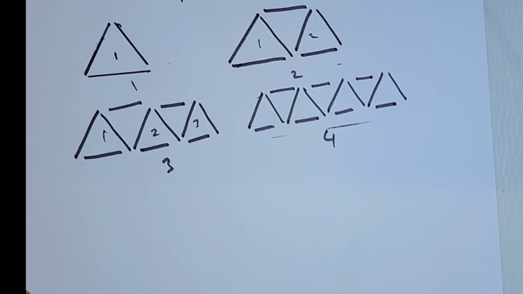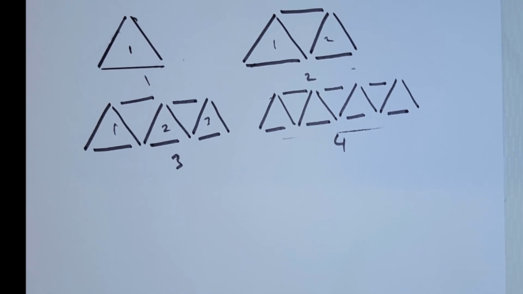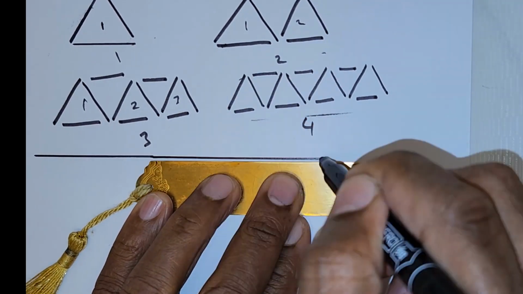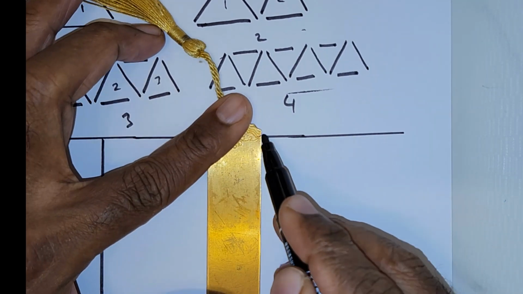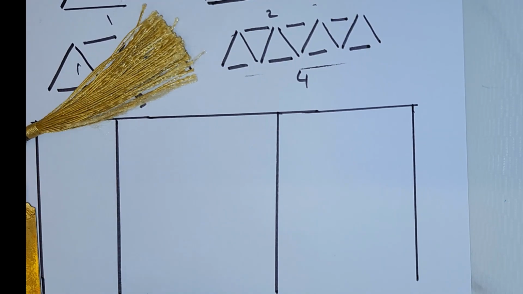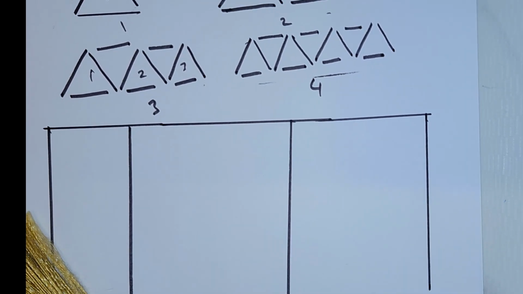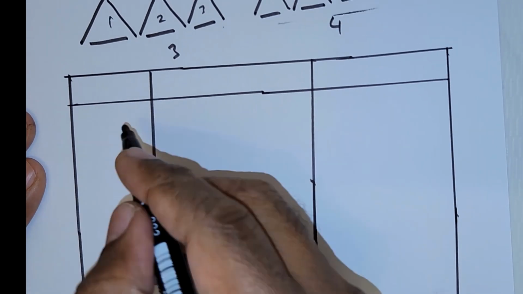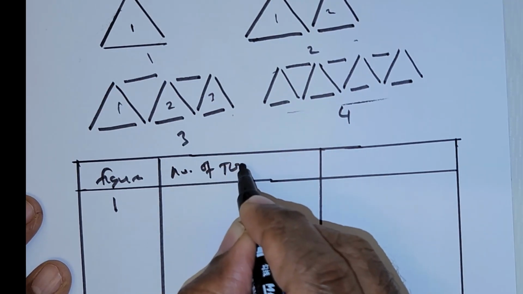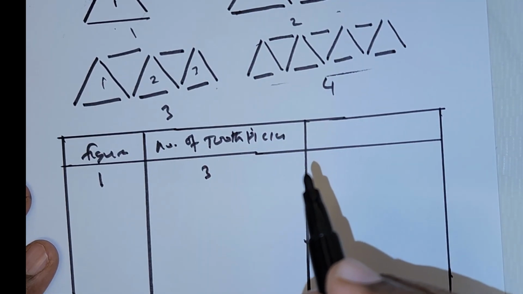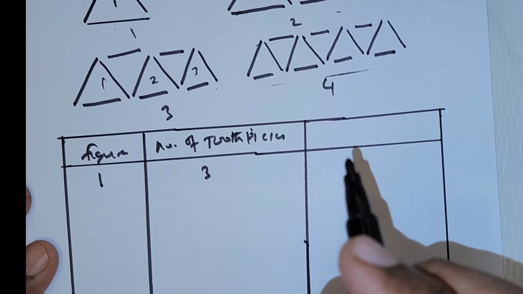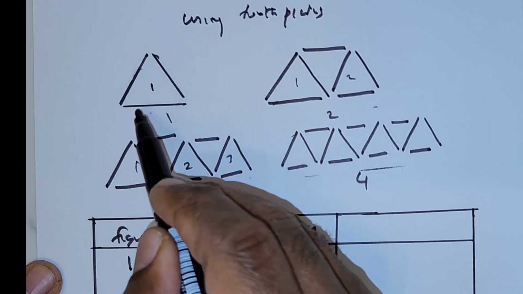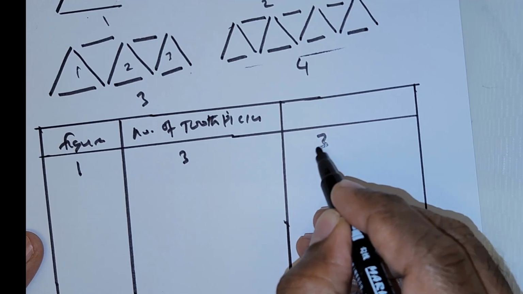Now this is a big question. Let me draw the table for this. Okay, and the perimeter, we have to get the perimeter. Perimeter is this region around this figure. So 1, 2, 3. Perimeter is 3.